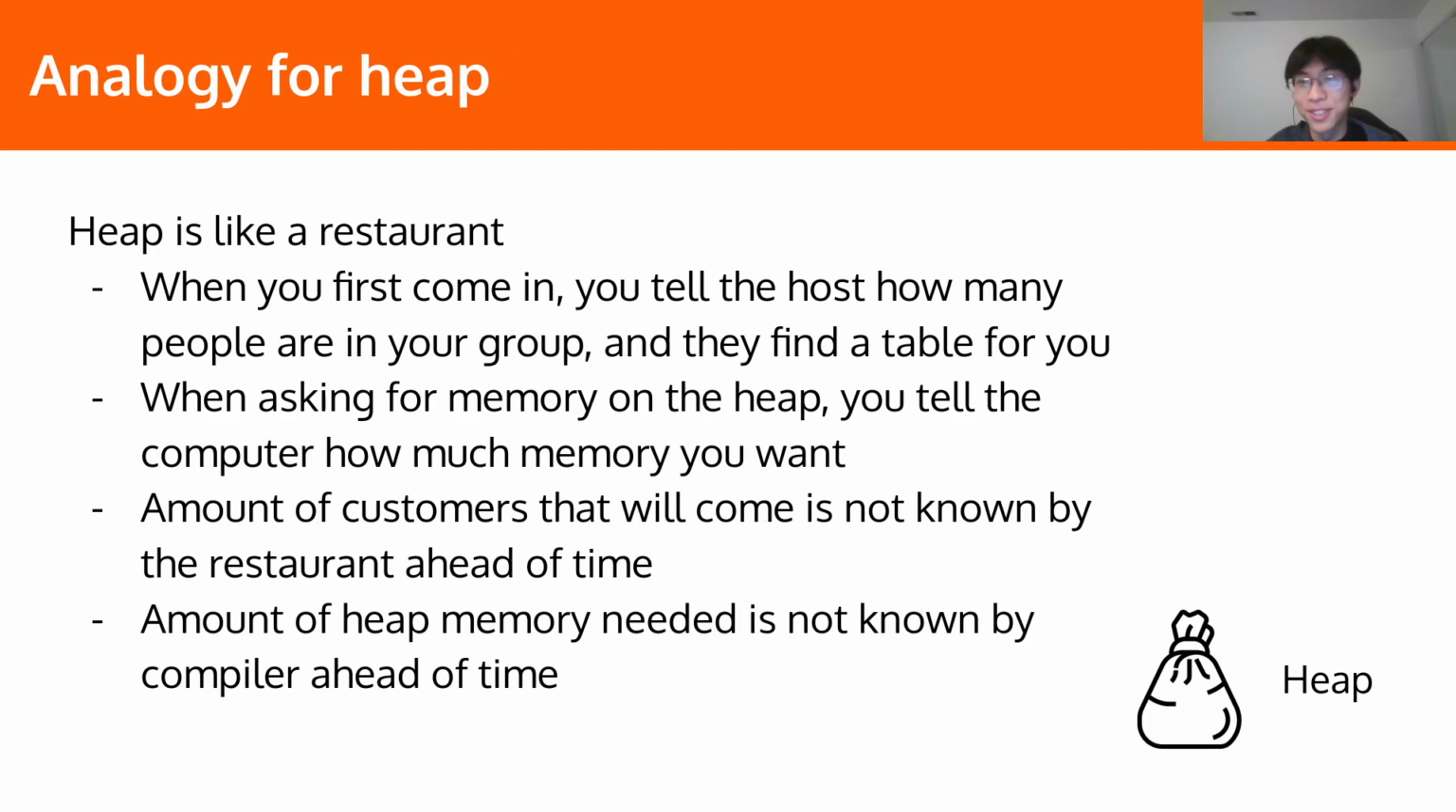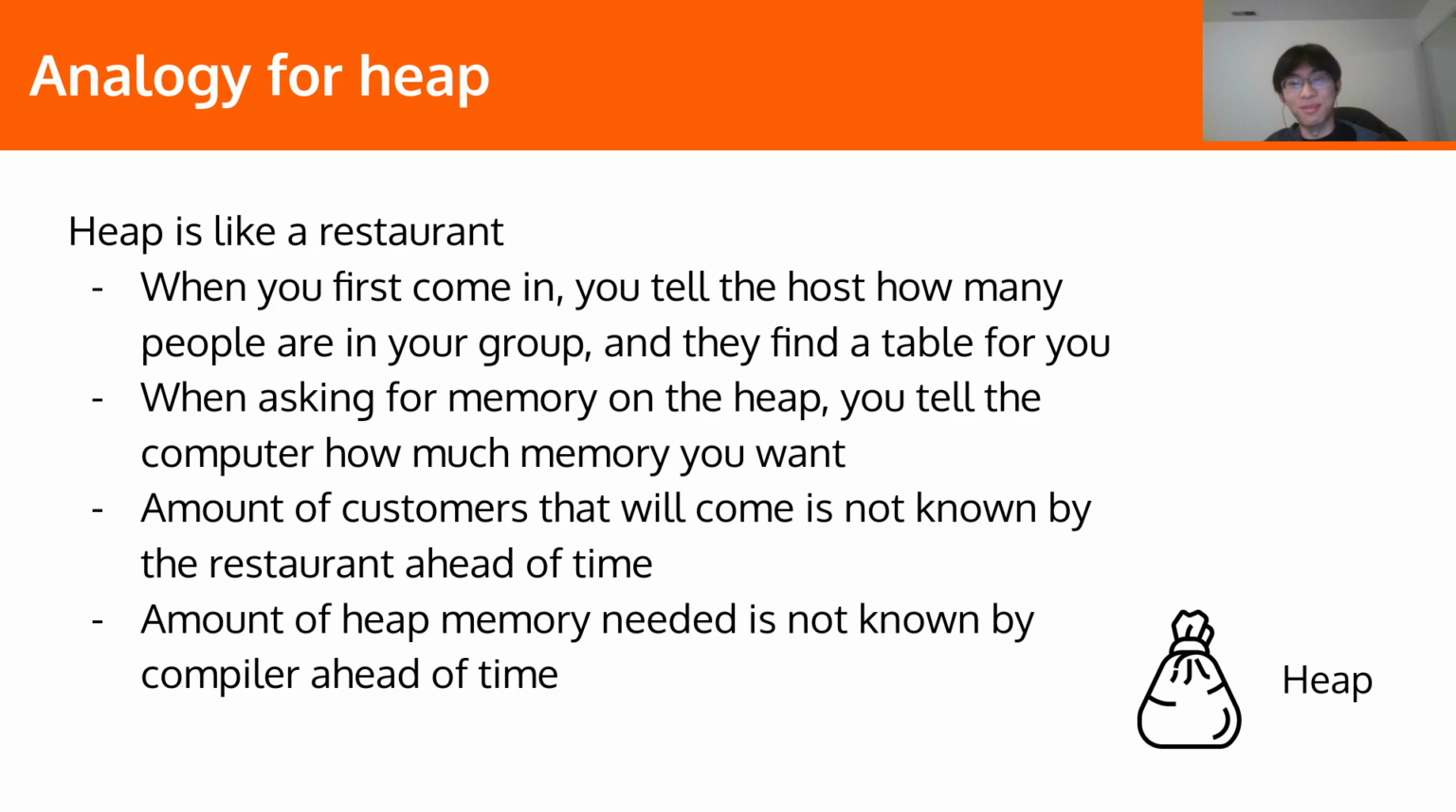An analogy for the heap that we've been using is that the heap is like a restaurant. When you go to a restaurant, you tell the host how many people are in your group, and they'll find a table for you that fits that many people. Similarly, when you use the heap, you have to ask for memory on the heap, and you tell the computer, okay, I want this much memory, and the computer will find some space and hand you a pointer that tells you, there's the memory you got. The other similarity is that at a restaurant, the number of customers that will come in is not known by the restaurant ahead of time.